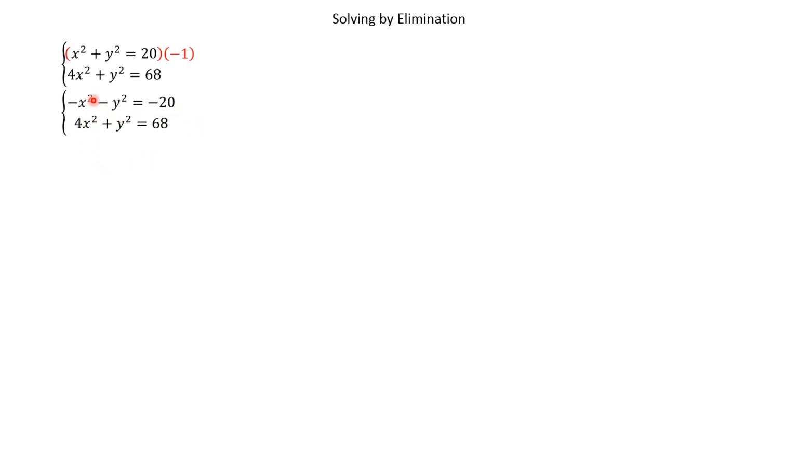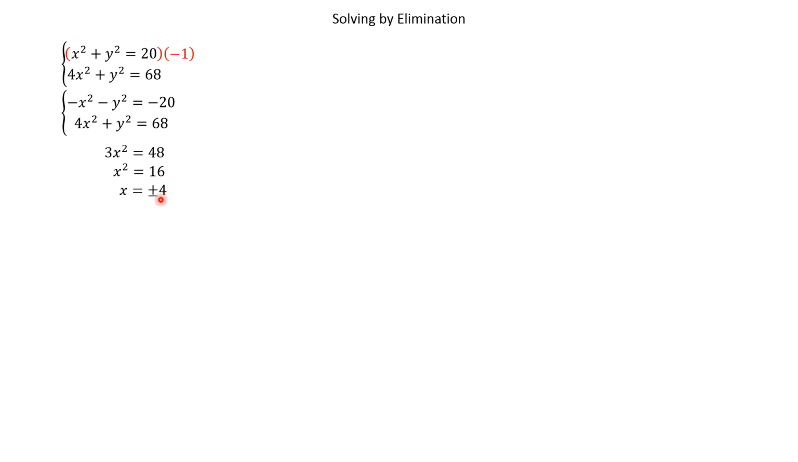Add these together. Negative x squared plus 4x squared is 3x squared. The y squareds go away. Negative 20 plus 68 is 48. We can divide by 3 to get x squared equals 16, and square root to get x equals plus or minus 4.